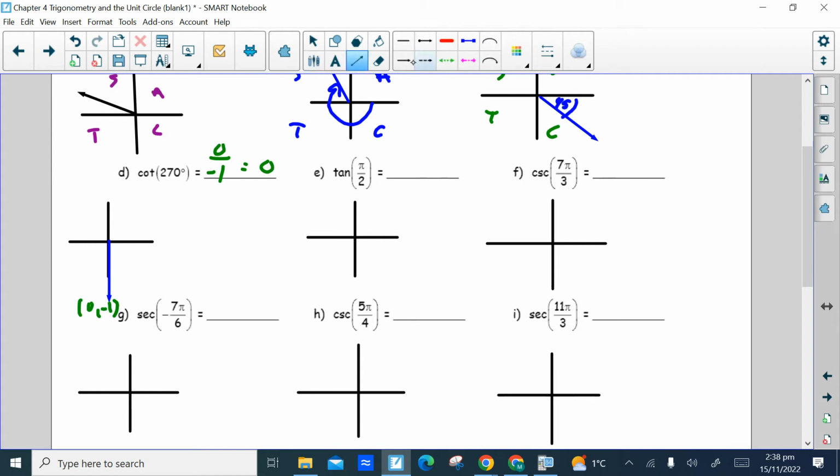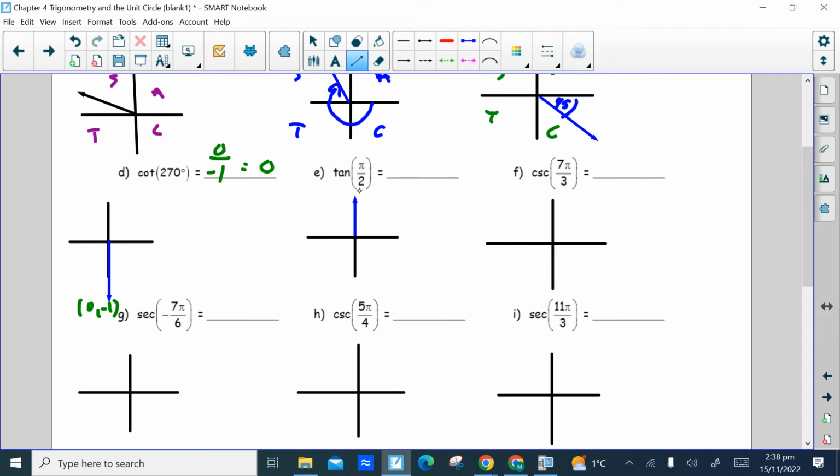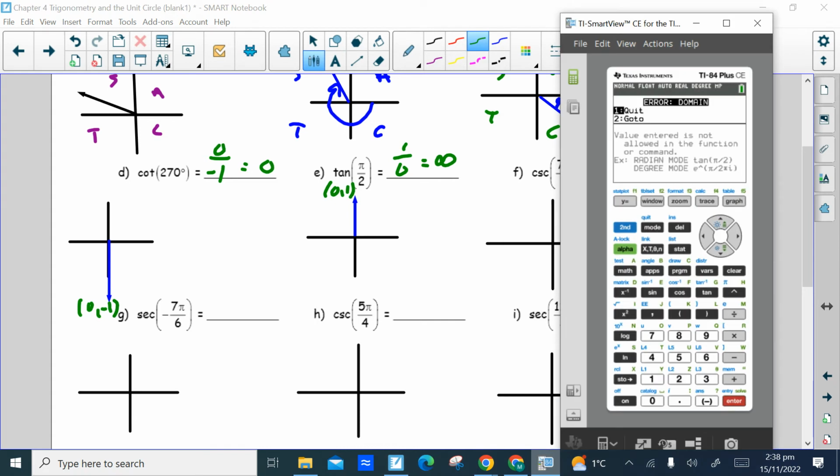The tangent of pi on 2, well, again, pi on 2 is on our unit circle right there, where the coordinates are 0, 1. And tangent is sine over cos, 1 over 0, which again is undefined. This one we can check on our calculator. We just have to change it into radian mode. If you take the tangent of pi on 2, it doesn't exist.